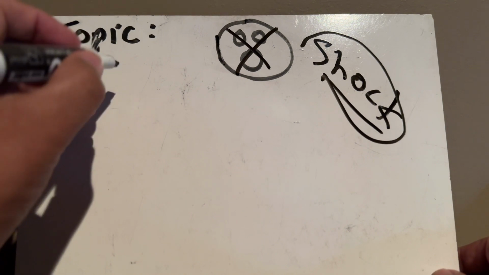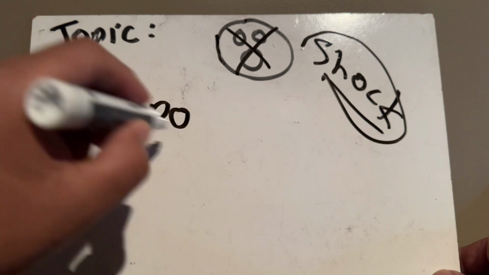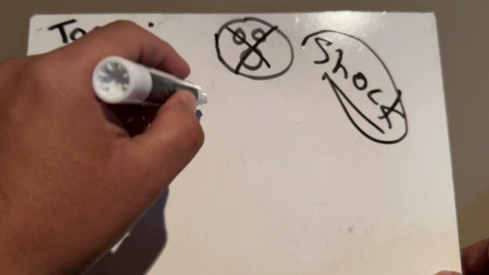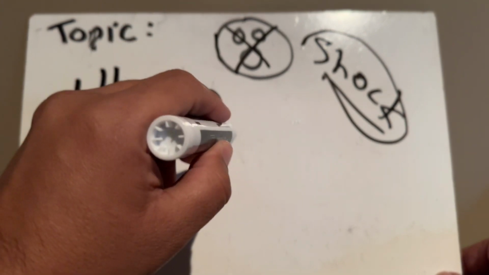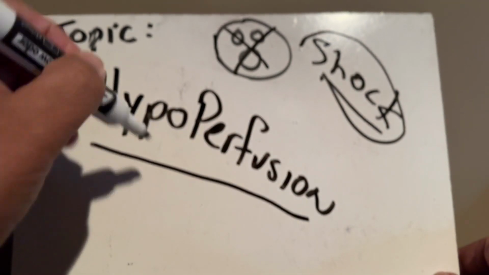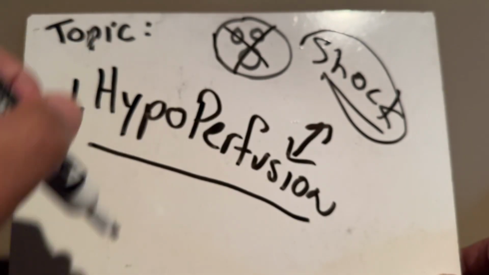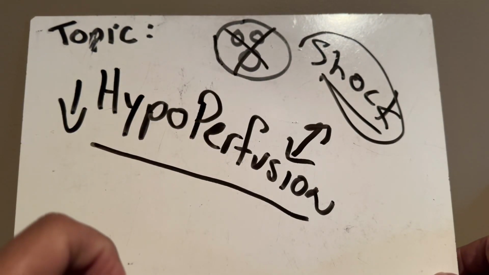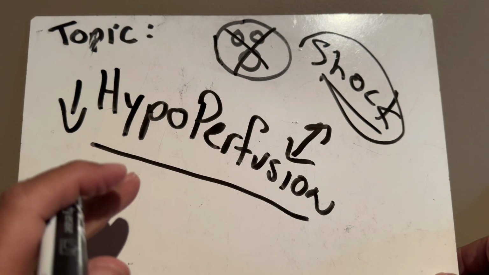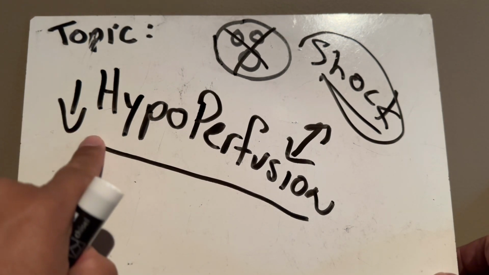Another word for shock, as we look at this word, is hypo. To me, I see it as low. Hypo, low, right? Perfusion. So this word, hypoperfusion, means shock, and then shock means hyperperfusion. So defining hyperperfusion, what is that? Well, we're going to figure out the cause. What's causing this hyperperfusion?